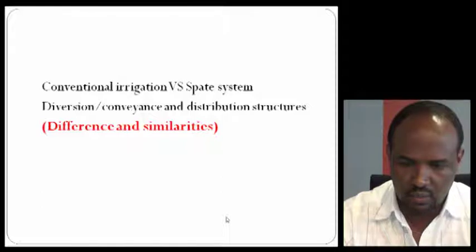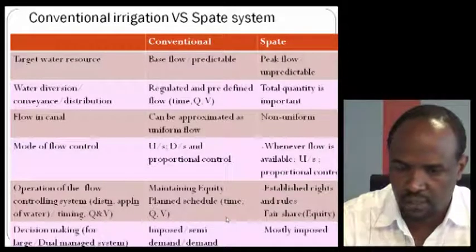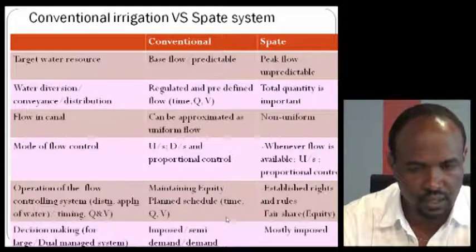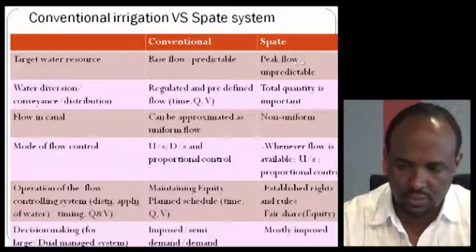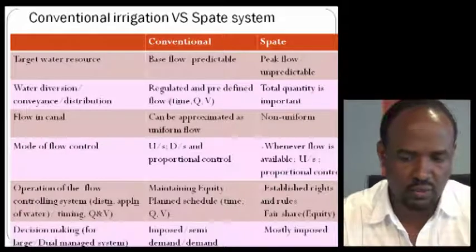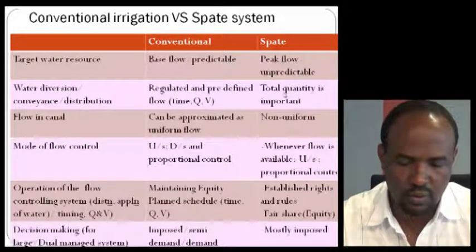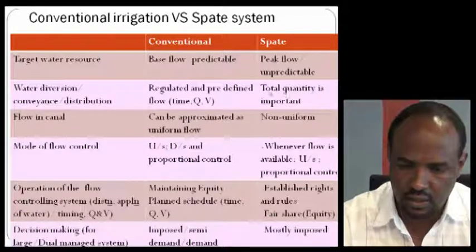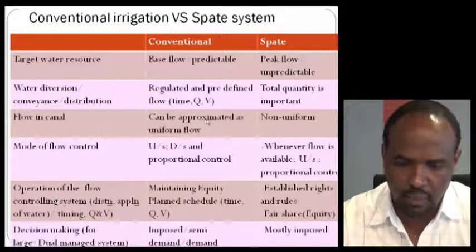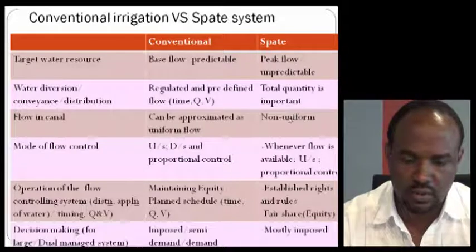And if we compare the conventional irrigation with the spate irrigation systems on this diversion, distribution and conveyance system, usually the target of the diversion for conventional irrigation is on base flow, which is more or less predictable, and the spate is on the peak flow, which is unpredictable. And the diversion, conveyance and distribution is more on the regulated and predefined flow, that is defined for time, discharge as well as the quantity. But in spate those things are not there, but more or less the total quantity which could be diverted is known. And if we see the flow in the canals, they can be approximated as uniform flow, but for the spate they are non-uniform flows, as the discharge of the diversion is from more or less 0 to the peak flows.